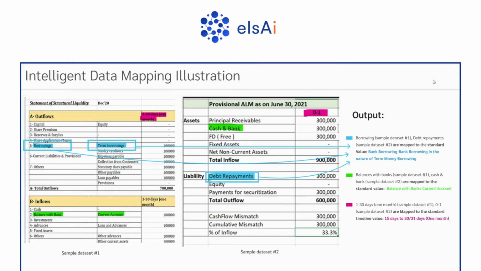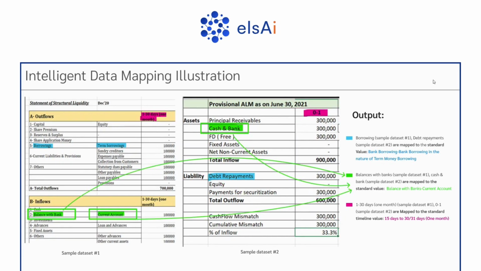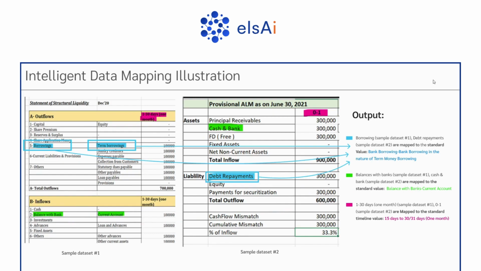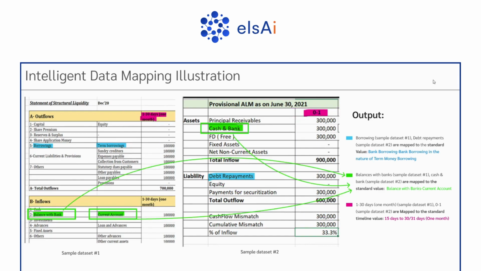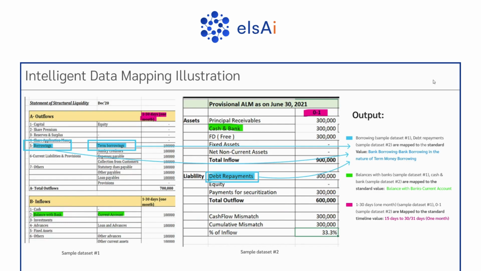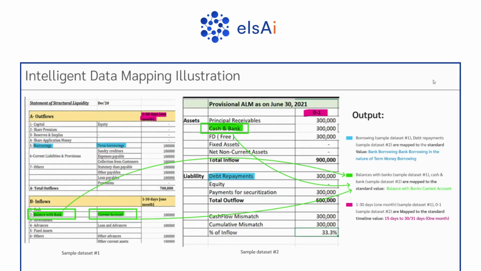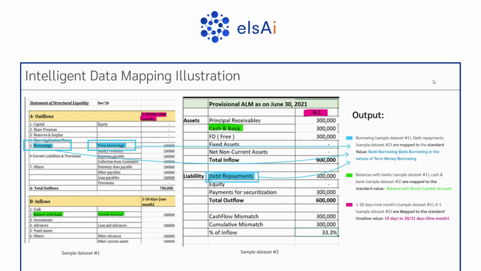Another example illustrating elsAi's prowess is in intelligently mapping non-standard representations, like those highlighted in the same color code across balance statements from different companies. These disparate representations are automatically standardized, sparing the laborious manual mapping and standardization process, as showcased in the output. This ensures that financial data points across all companies are represented in common standard terms.